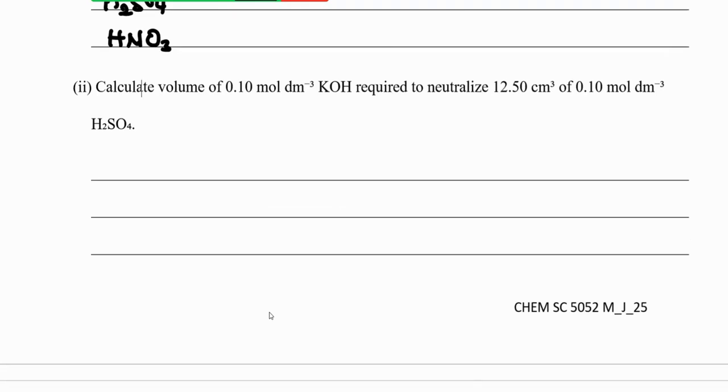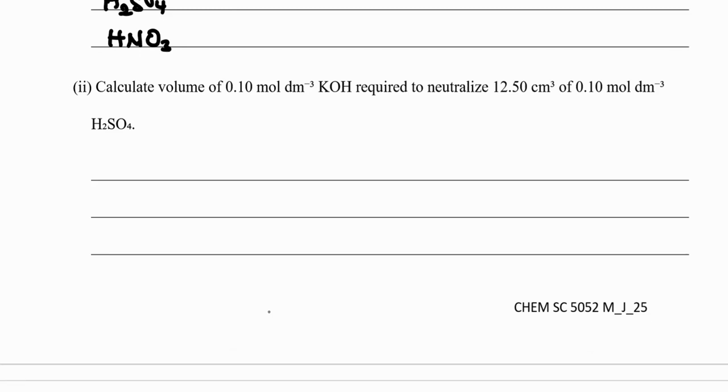So now the next question says, calculate the volume of 0.10 mole per dm cube potassium hydroxide required to neutralize 12.50 centimeters cube of 0.10 mole per dm cube of H2SO4.